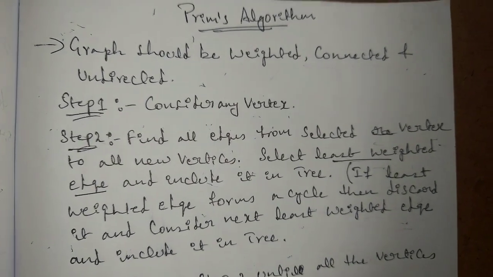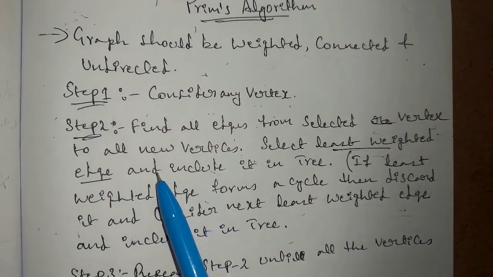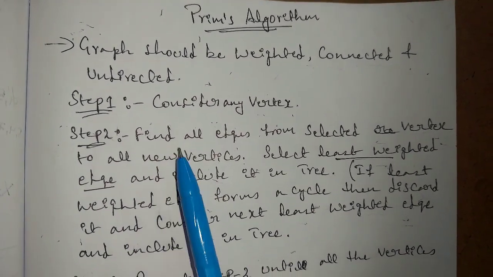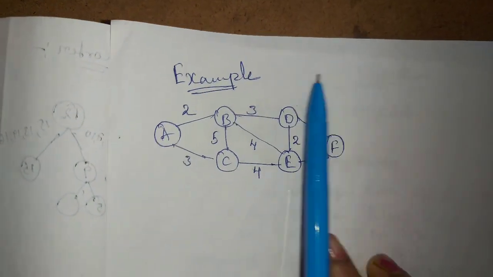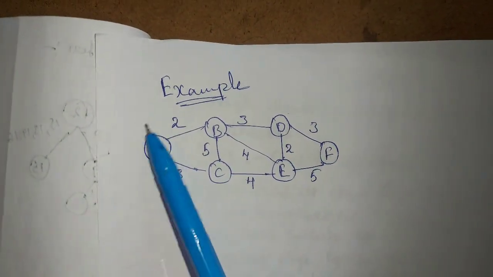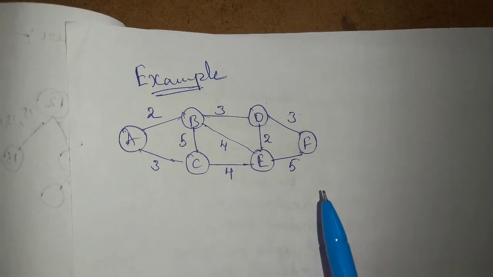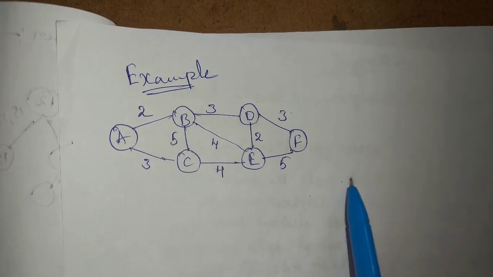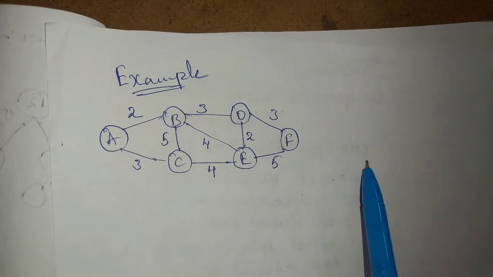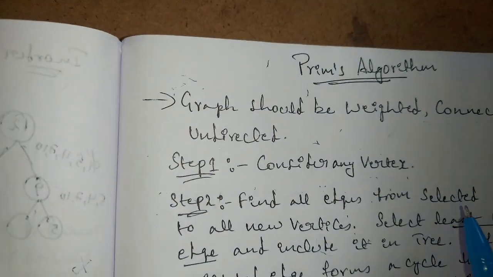cost? According to Prim's algorithm, we have to follow three steps. The first step is to consider any vertex from the graph. Take any vertex and start constructing the graph for minimum cost, to minimize the cost of the tree. That is the first point.